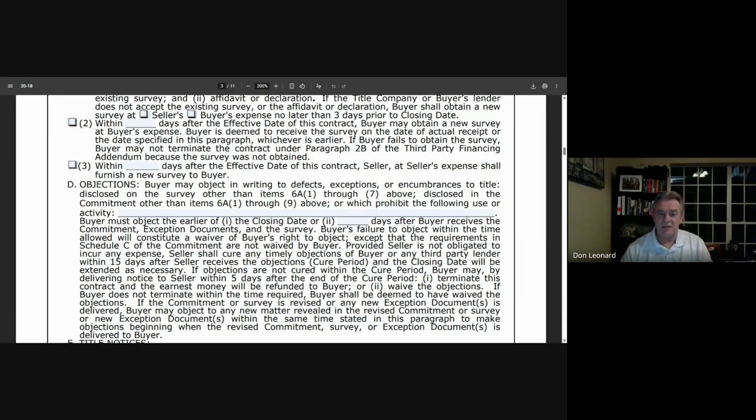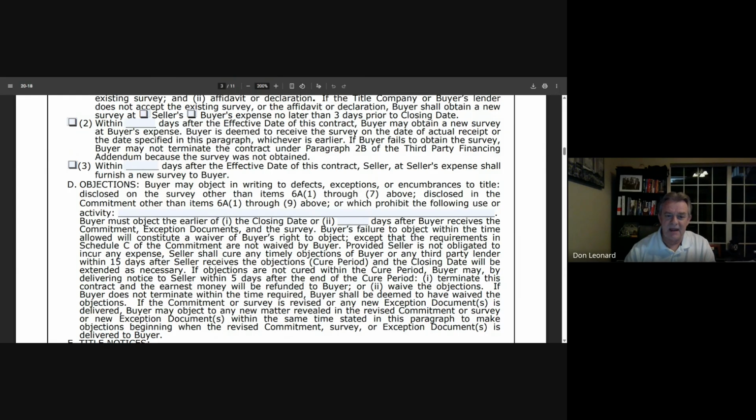If something shows up on the survey, but it also says that buyer may object in writing to defects, exceptions, or encumbrances to title. If something shows up on that title commitment, then we've got X number of days to object to it once we see it. Same thing with the survey. Once we get a copy of the survey, now we have a certain number of days to object to something that might be on it.